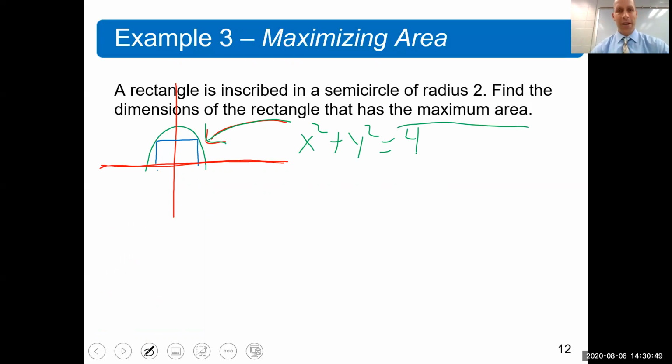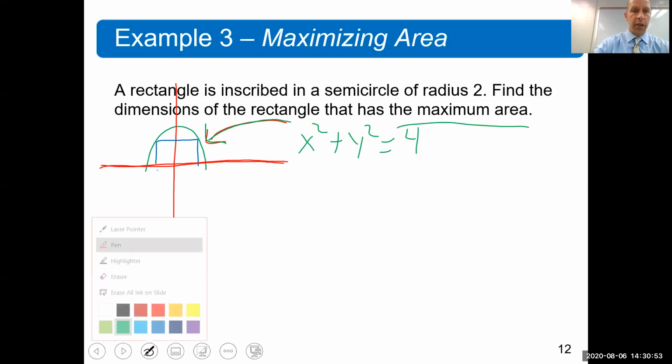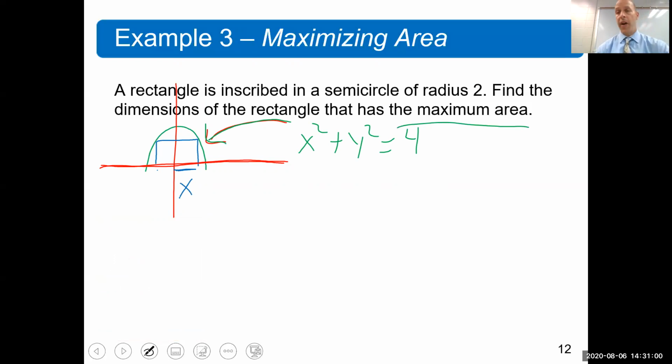We're going to use that in a minute. Okay, so far so good. Now, let's just go ahead and say that this distance right here is x, because it could vary. It can't be 0, but it could go from 0 all the way up to 2, right? Because the radius is 2. So x has to be between 0 and 2, but it's variable.